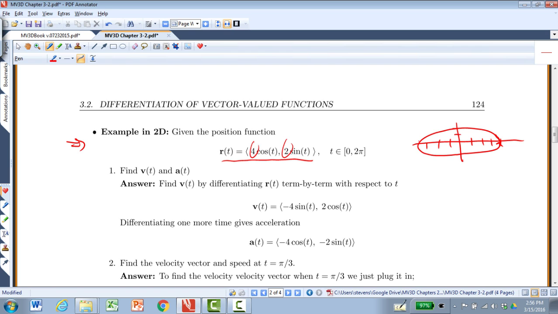Negative 1, negative 2, negative 3, negative 4, negative 1, negative 2. All right? So that's x, y. And it gets sketched out in this direction, right? As t goes from 0 to 2 pi.